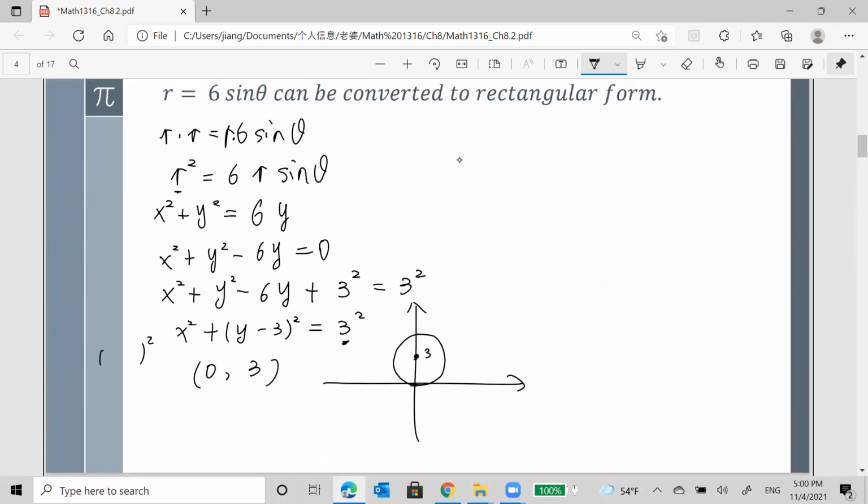So we use the rectangular form to represent r equals 6 times sine theta. The expression is this. Also, if you give me this, it's okay, but you had better give me this form to provide us the graph of the circle. By this expression, it's easier to express this circle.